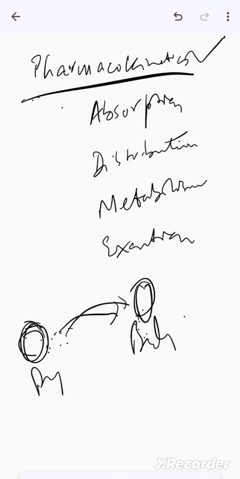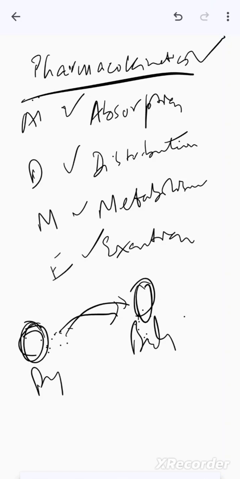It determines the onset, intensity and duration of a drug's effect, and this is basically determined by the major processes, which are also referred to as ADME. A for absorption, D for distribution, M for metabolism, E for excretion.